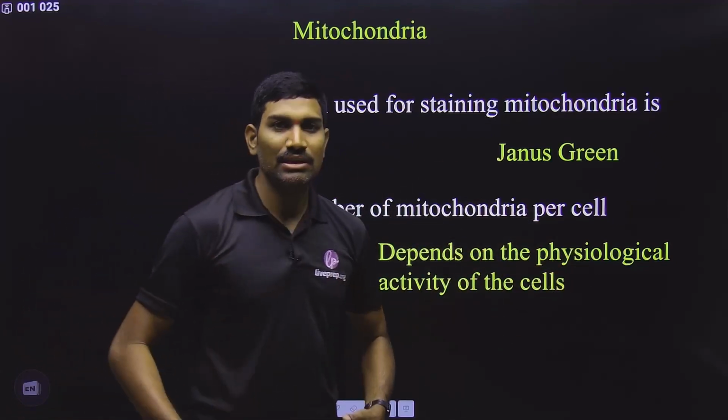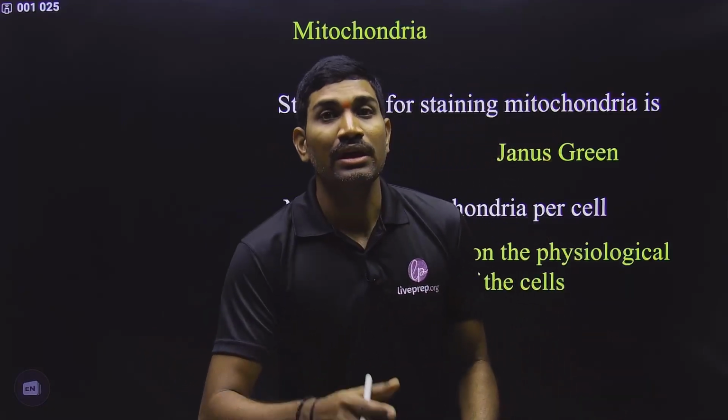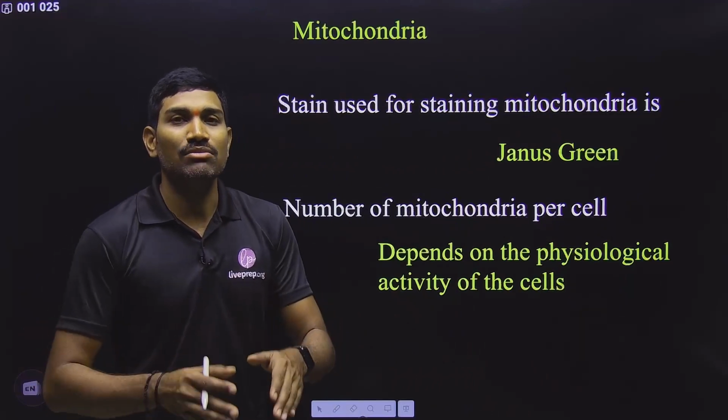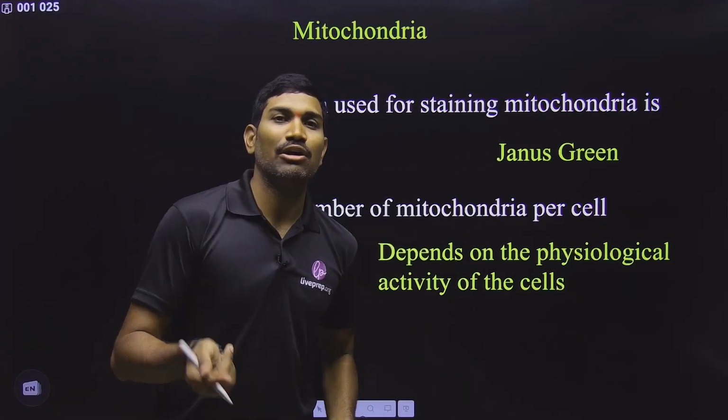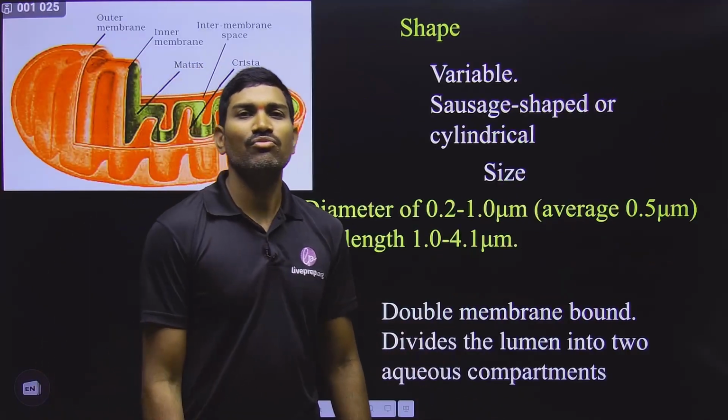So even in our body also, don't think that there is a fixed number in all the cells. No. Again, in different cells, different physiological activities will occur. The cell that is more actively present will have more mitochondria. The cell that is having less activity will have less number of mitochondria.